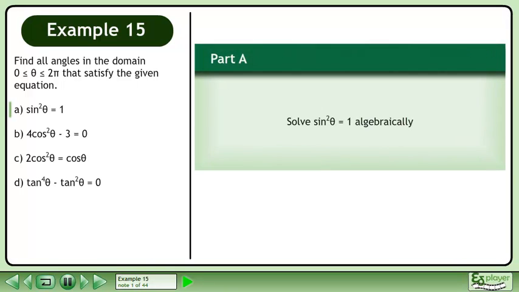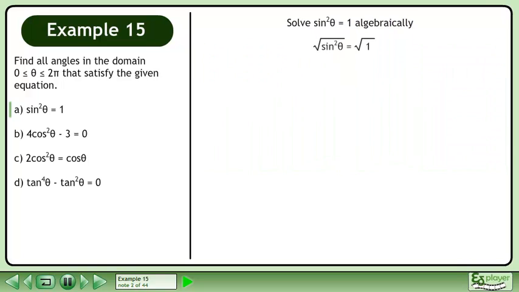Find all angles in the domain where theta is between 0 and 2 pi that satisfy the given equation. In part A, we'll solve sine squared theta equals 1 algebraically. Take the square root of both sides of the equation to isolate sine theta. We get sine theta equals positive or negative 1.